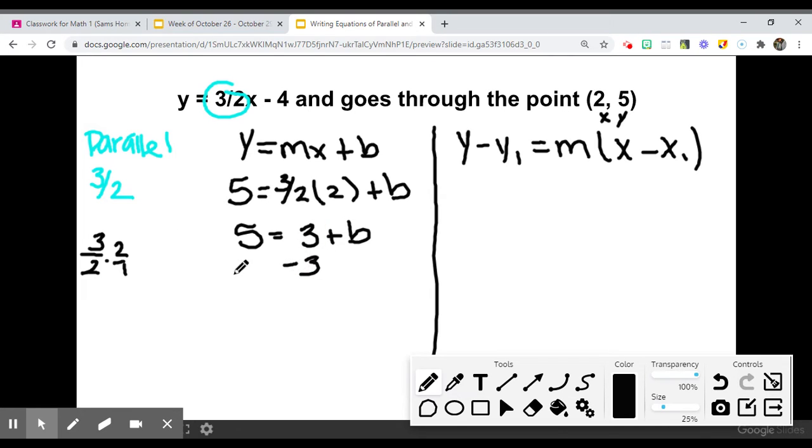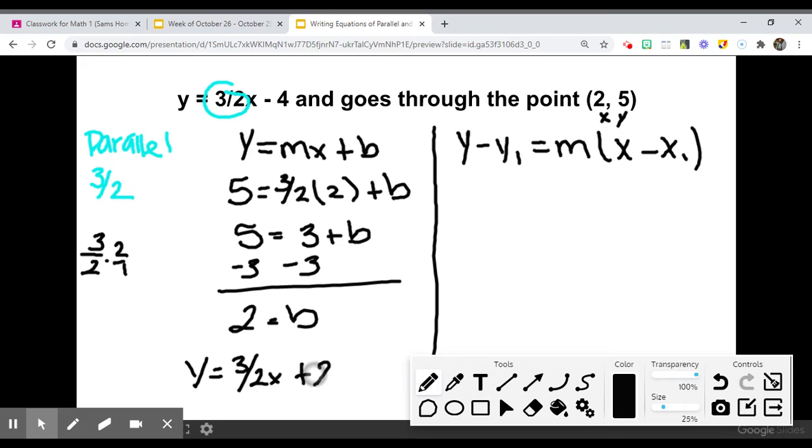Solving this equation, I subtract 3 on both sides, and I'm left with 2 is equal to b. So my particular equation, same slope again, would be y is equal to 3 over 2 x, and then my y-intercept would be 2. The point slope is very similar. I'm just going to replace the values that are given to me with the above information.